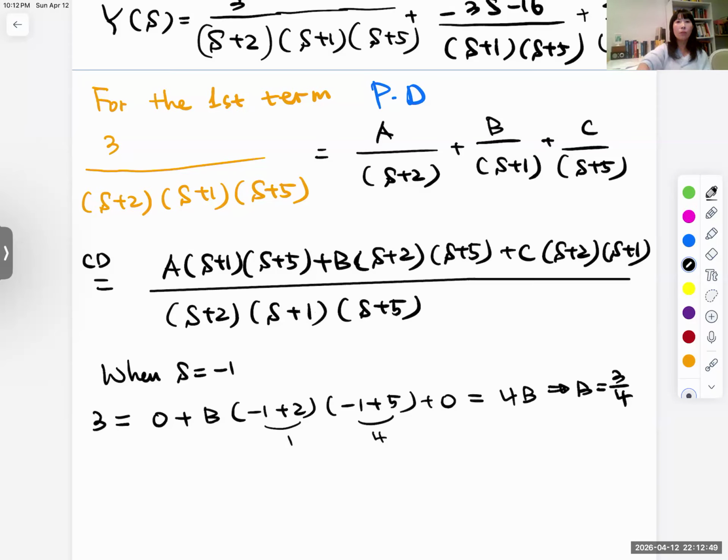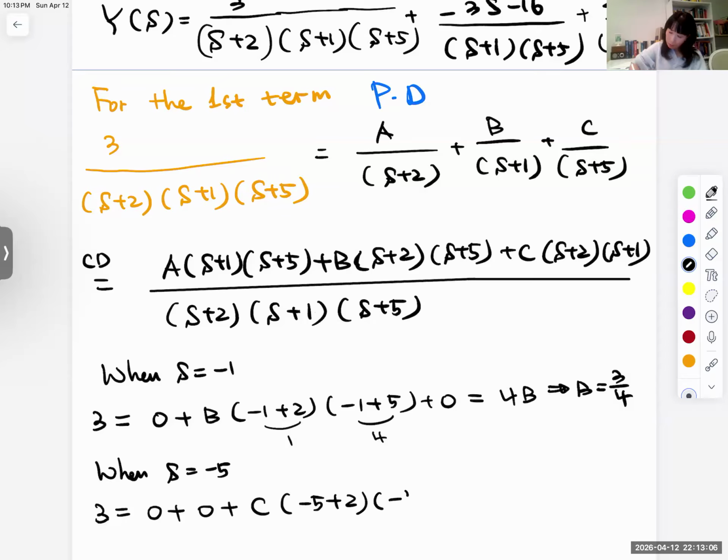Okay, now when s equals -5, 3 equals 0 plus 0 plus C(-5+2)(-5+1). Yeah. So this is -3, this is -4, so 12. So that will be 3 equals 12C, which is 1/4.